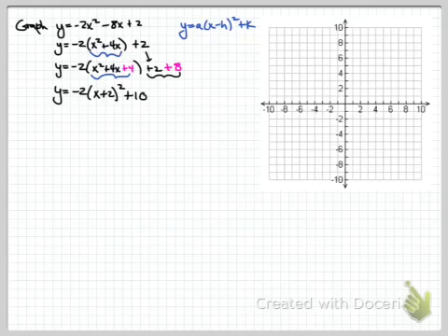So we've got it in vertex form. Everything is groovy. We have our vertex at the coordinates -2, 10. We've got our axis of symmetry, the vertical line x equals -2. And I strongly suggest actually graphing your axis of symmetry. I find it very, very helpful when I'm sketching my parabola. So there it is.